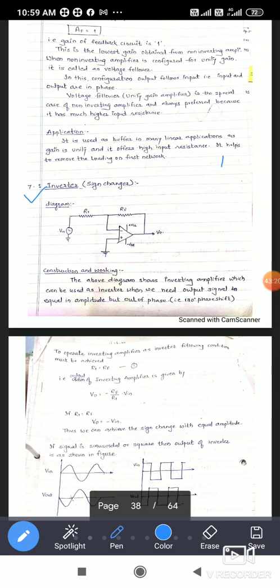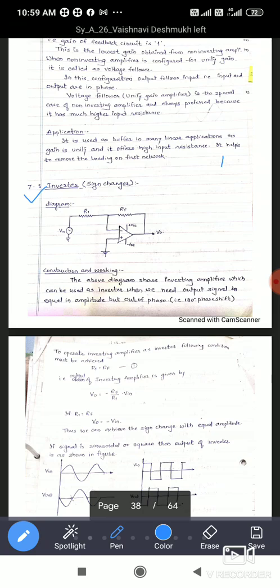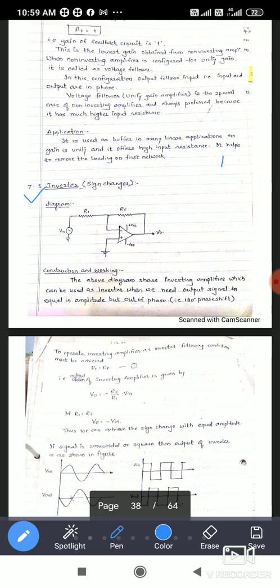So the inverting amplifier you have to use. The circuit is shown here. The above diagram shows the inverting amplifier which can be used as an inverter. Inverting amplifier, that is, inverter, when we need the output signal equal in amplitude but 180 degree out of phase shifted.